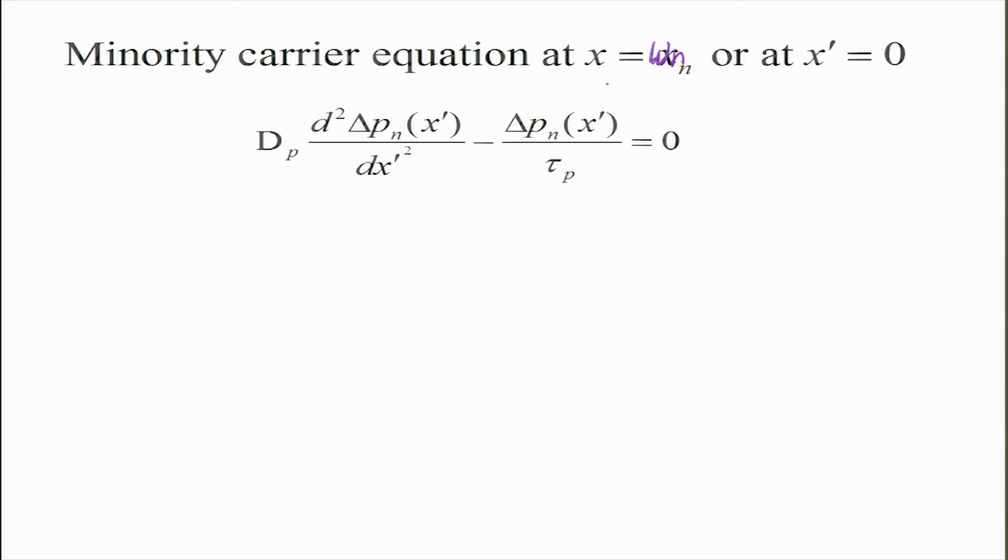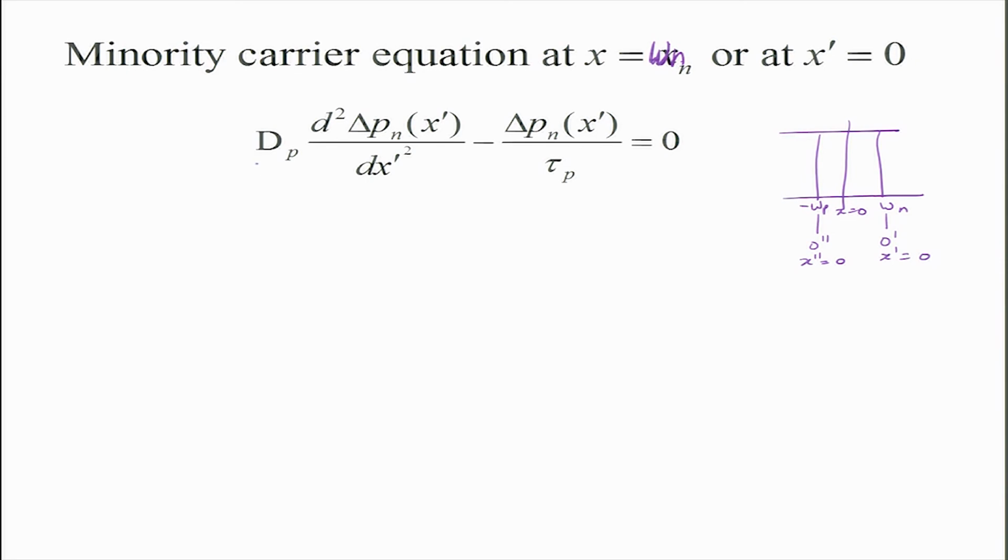Okay. So x is equal to Wn. If this is the depletion region, we said that this is x equal to 0 originally, this is Wn, this is minus Wp. We redefined our coordinates, so this becomes 0 prime, double prime, this becomes 0 prime. So x prime is equal to 0, this is x double prime is equal to 0. So basically x equal to Wn means x prime is equal to 0.